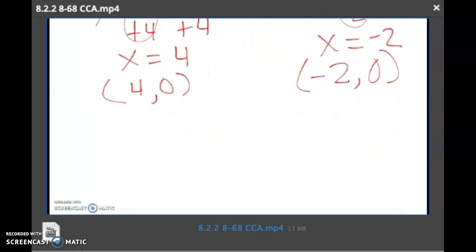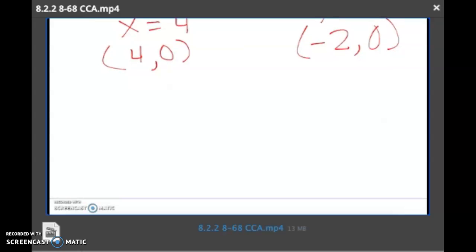All right, so now I'm going to just start a sketch. So I know I have one root at negative 2, 0, and the other one at 4, 0. And I need to figure out my vertex. Now I know my vertex is going to be right in between my two x-intercepts because I'm making a parabola and it's going to be symmetric. The line of symmetry is going to go right through the vertex.